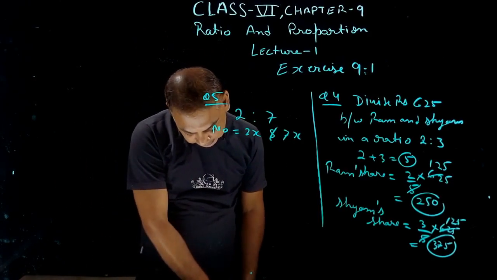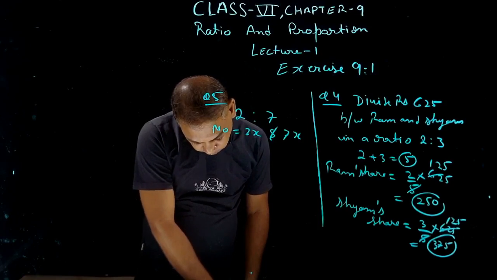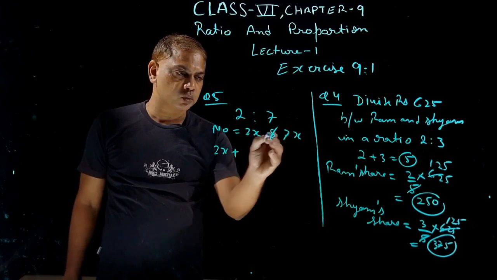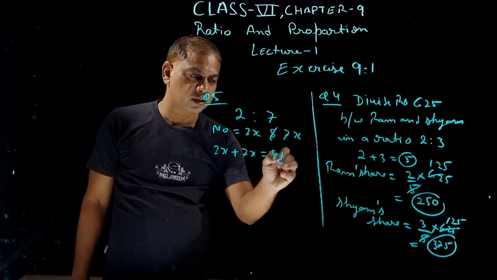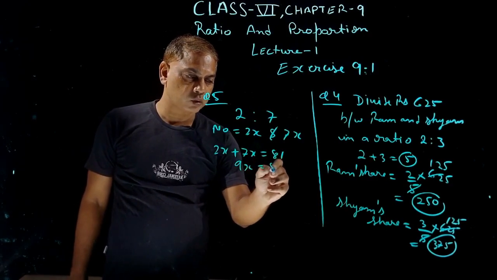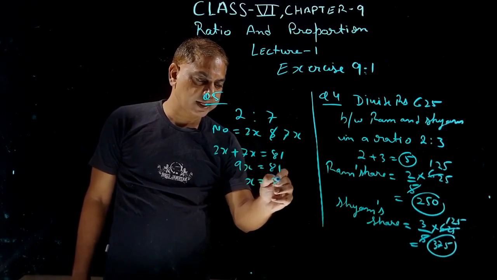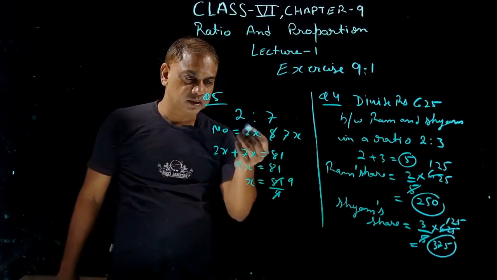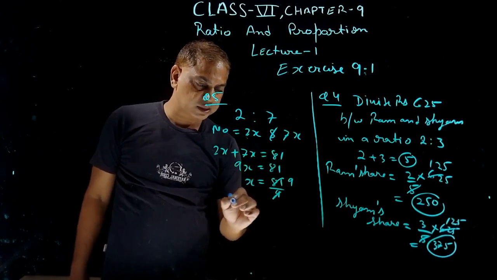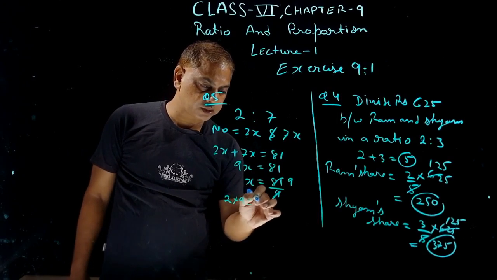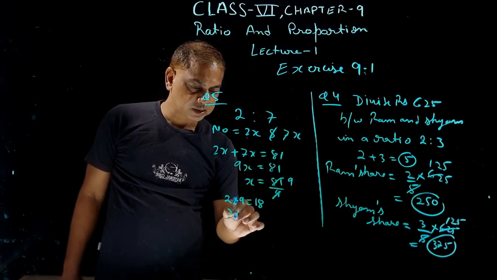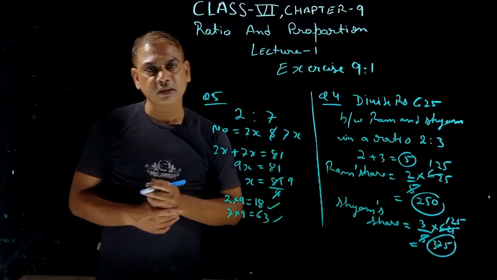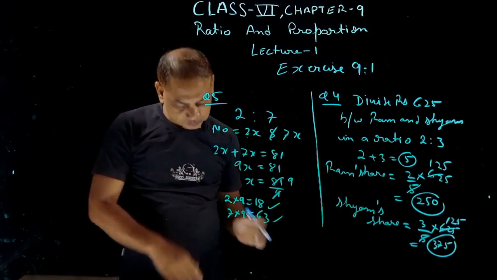Now he says the sum of the numbers is 81. Okay, sum of the numbers means 2x plus 7x is equal to 81. 9x is equal to 81. You will get the value of x, that will be 9. The value of x is 9. Find the numbers. It is very easy. Multiply 2 into x, that is 2 multiplied by 9. First number is 18 and the second number 7 into 9, that is 63. Okay, 18 and 63 is your answer. Clear, students? Question number 5 is done for you.